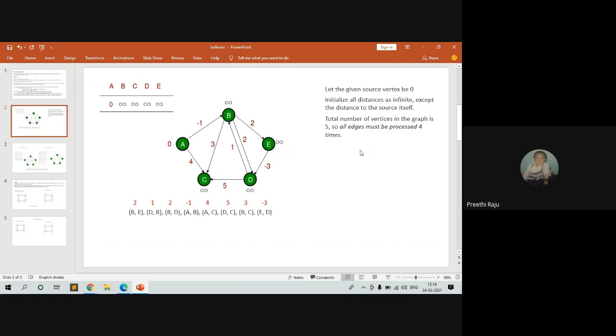4 iterations we have to do. 4 times we have to find the shortest distance from the source node to the other nodes. First, in our first vertex, it is zero.